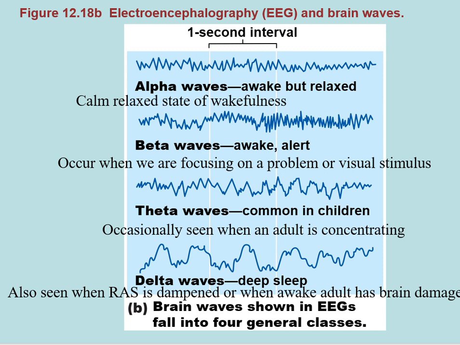The waves start to get a little bit deeper when we see theta waves, which are more common in children, but you might see them in adults when they're concentrating. They're the deepest and more spaced out when we go into delta waves, which is deep sleep. We also see delta waves when the reticular activating system is dampened, or when an adult is awake but has brain damage.